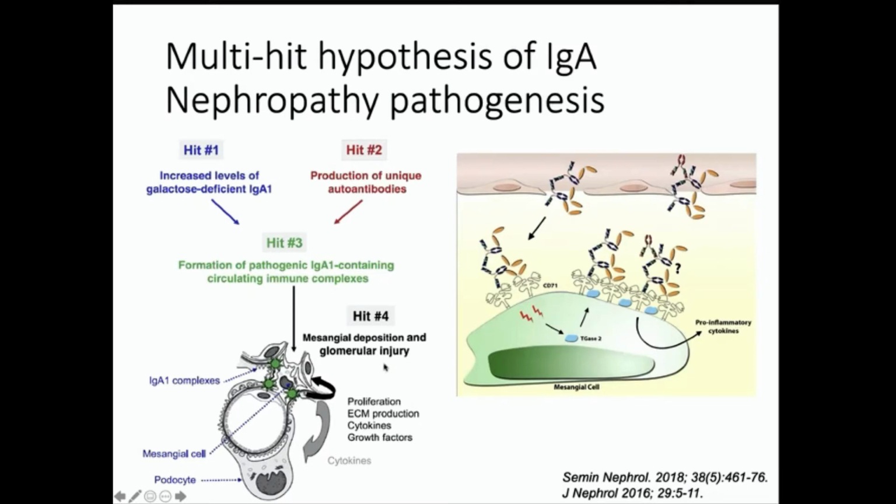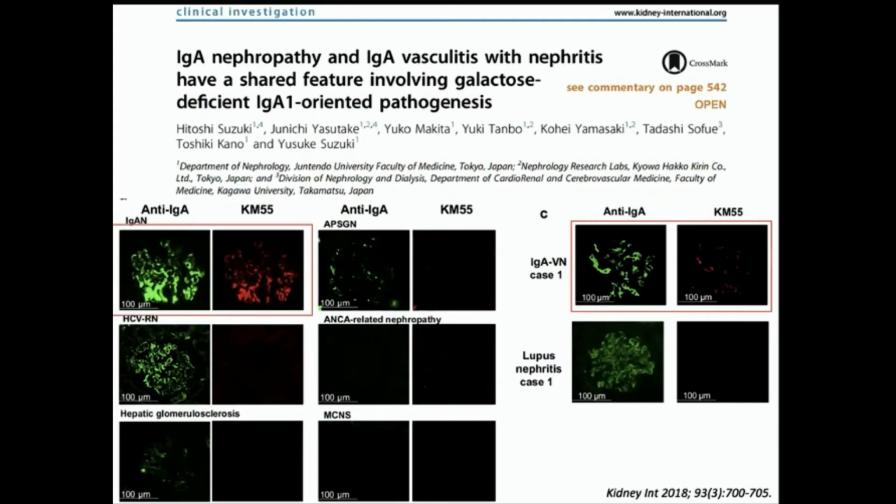But the key feature I wanted to point out is CD71, which is a receptor of IgA1. Galactose-deficient IgA1 will increase the expression of CD71, which usually is very low. The presence of galactose-deficient IgA1 increases the expression of CD71, which then helps to bind to the galactose-deficient IgA1, forming this positive enhancement.